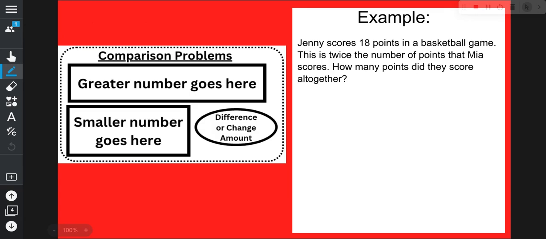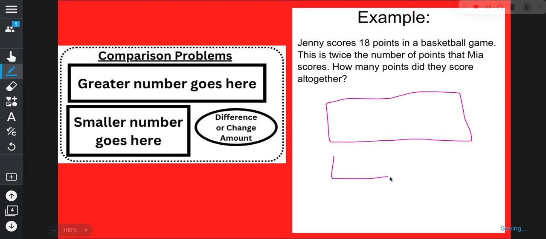Comparison problems. We've done comparison bars in the past, so again, this is not a new concept. Just one maybe that we need a little practice again. Maybe we have forgotten. Jenny scores 18 points in a basketball game. This is twice the number of points that Mia scores. So with comparison bars, we have the big bar on top, the little bar on bottom, and the circle to represent change. So we have to look at this problem and think, which one has more?